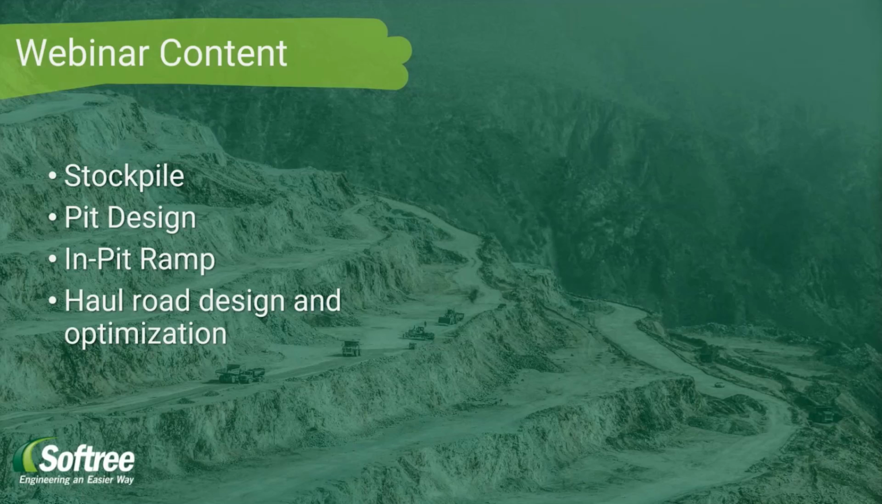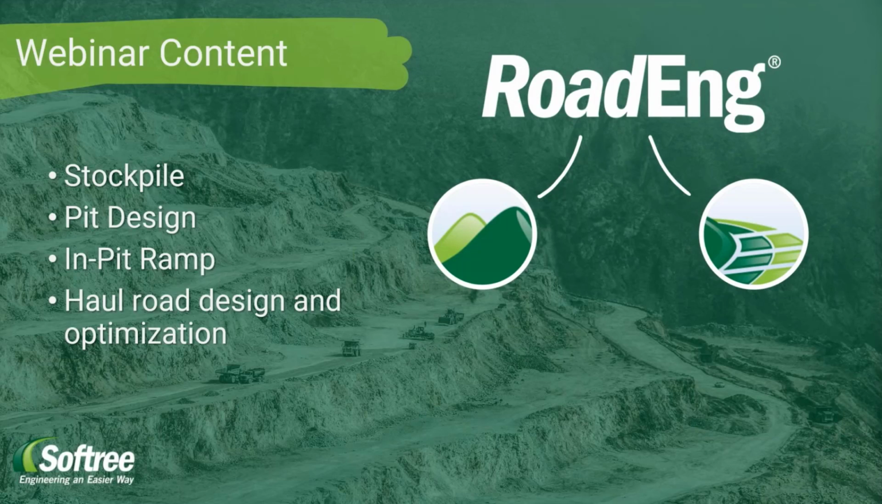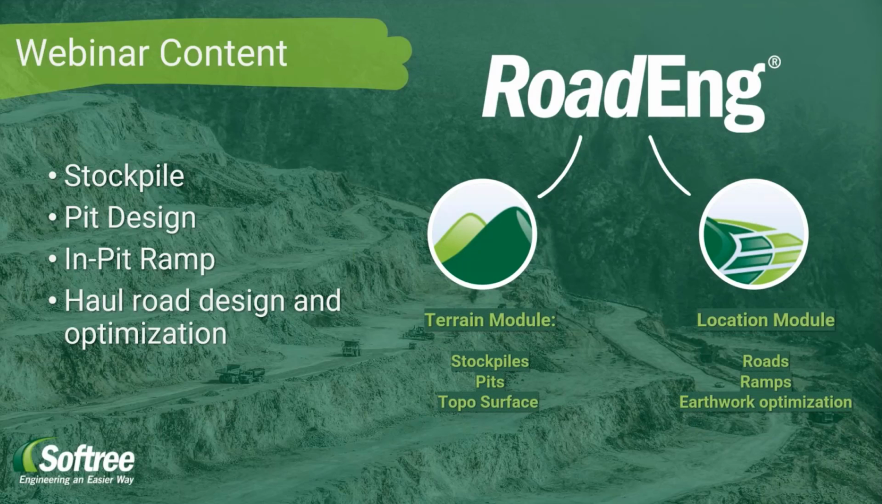Our content for today includes typical mining and quarry project elements such as stockpiles, pits, an in-pit ramp, and then we are going to look into a whole road design and optimization. All of this will be done using RoadEng. RoadEng has two modules. The Terrain module is for the stockpiles, pit, and your topo surface. And then in Location, we will do roads, ramps, and earthwork optimization.